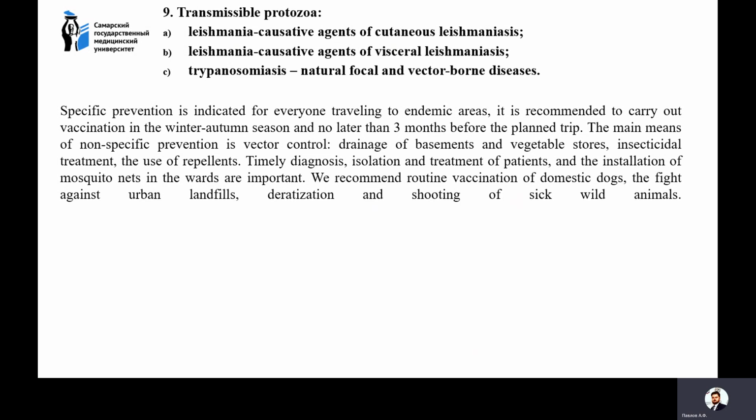We recommend routine vaccination of domestic dogs and fight against urban landfills, desertization, and shooting of sick wild animals.